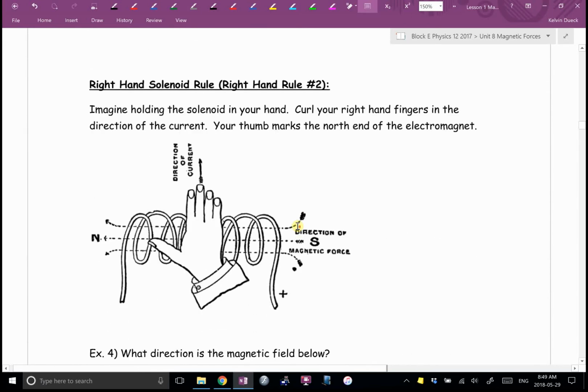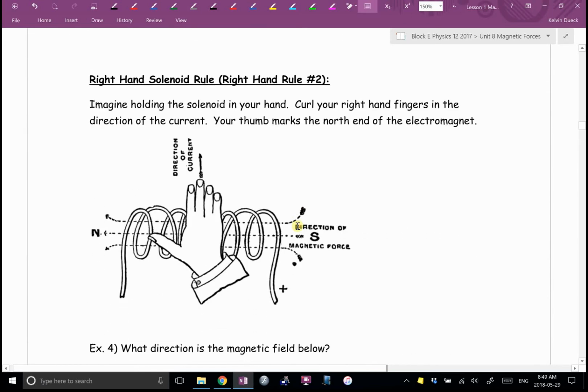Here is the right-hand solenoid rule. I'm going to pretend this is a solenoid because a solenoid is always cylindrical. What you do, look up. Bryce, look up. Folks, I need you here. You imagine holding the solenoid in your right hand. I can either hold this like this or like that. Okay? You're not going to hold it sideways. You're going to hold it comfortably in your hand.